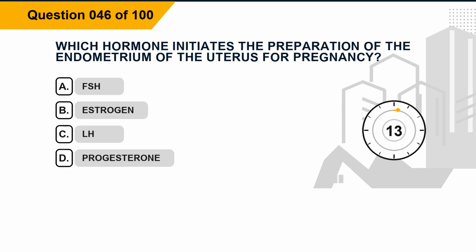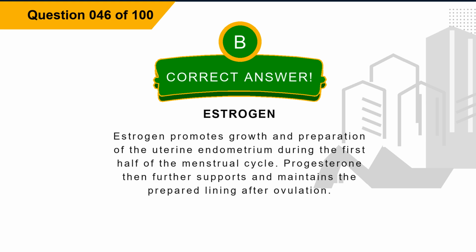Question 46. Which hormone initiates the preparation of the endometrium of the uterus for pregnancy? Option A, FSH. Option B, estrogen. Option C, LH. Option D, progesterone. The correct answer is option B, estrogen. Explanation: estrogen promotes growth and preparation of the uterine endometrium during the first half of the menstrual cycle. Progesterone then further supports and maintains the prepared lining after ovulation.